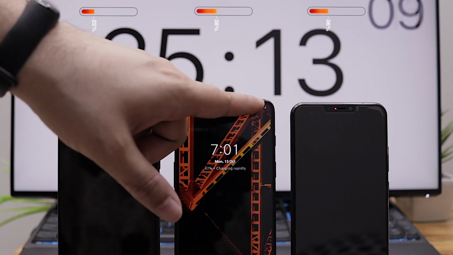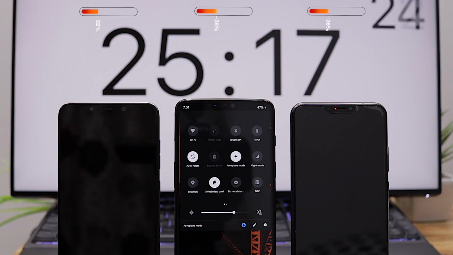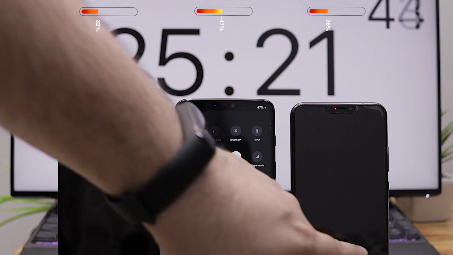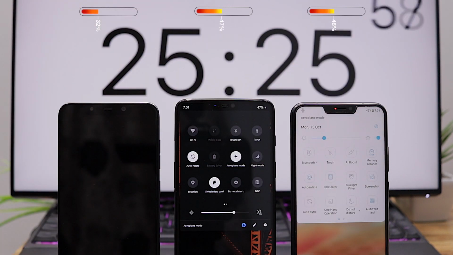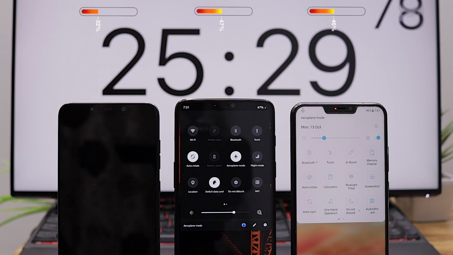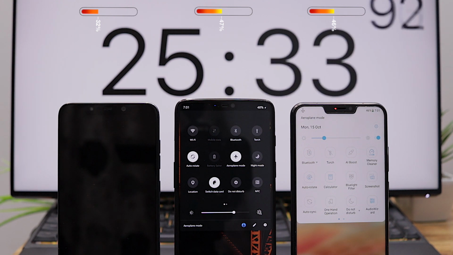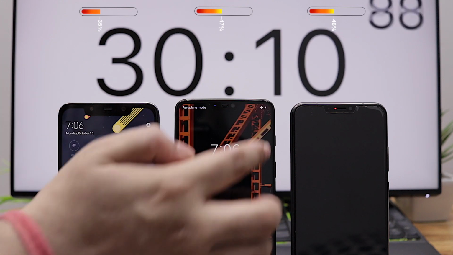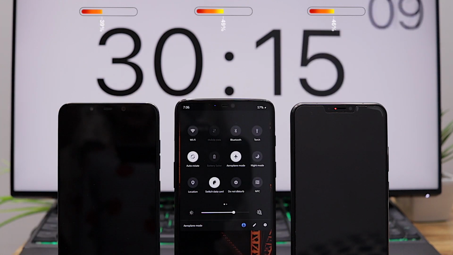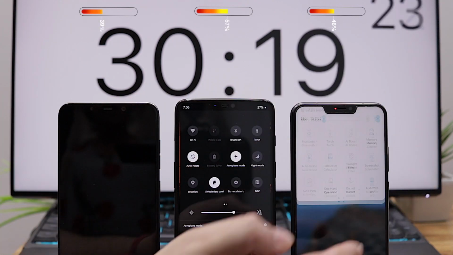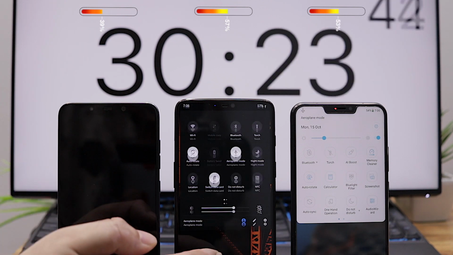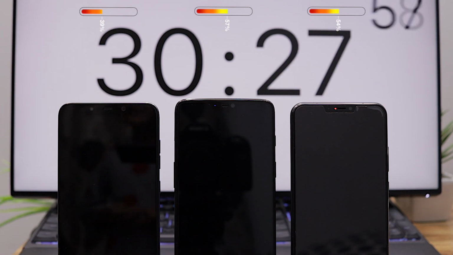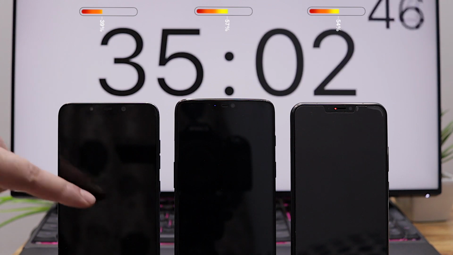After 25 minutes, Poco F1 is 32% charged, OnePlus 6 is 47% charged and 5Z is on 46%. OnePlus 6 is still leading but by only 1%. After 30 minutes, Poco F1 is 39% charged, OnePlus 6 is 56% charged and 5Z is on 54%. OnePlus 6 is now leading by 2%.